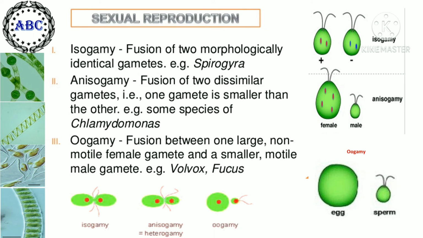And third one is oogamy. It is the most advanced type of sexual reproduction. Means in oogamy, there is fusion of one large non-motile female gamete and small motile male gamete. So there is a total difference in gametes. So they are called oogametes, and the reproduction is called oogamous type of reproduction.